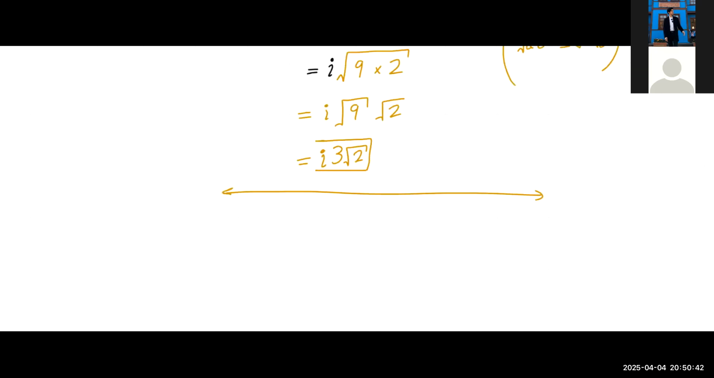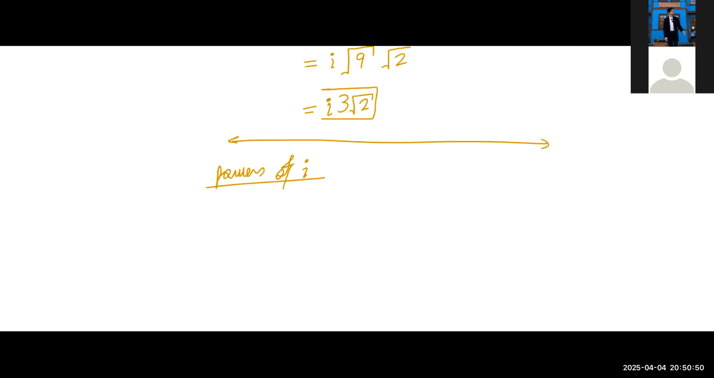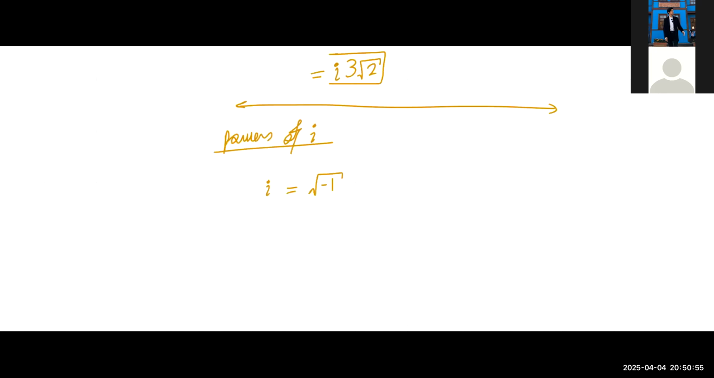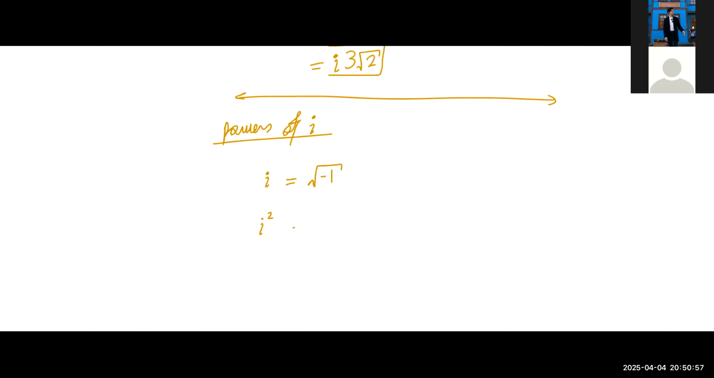Next up, we have the powers of i. What do I mean? See, i is root minus 1. That's its definition. However, think about what i square should be then. What do you think i square is? -1. Exactly. What do you think i cube is?